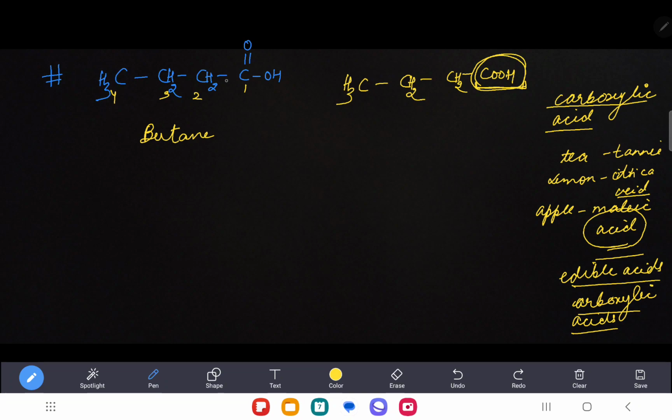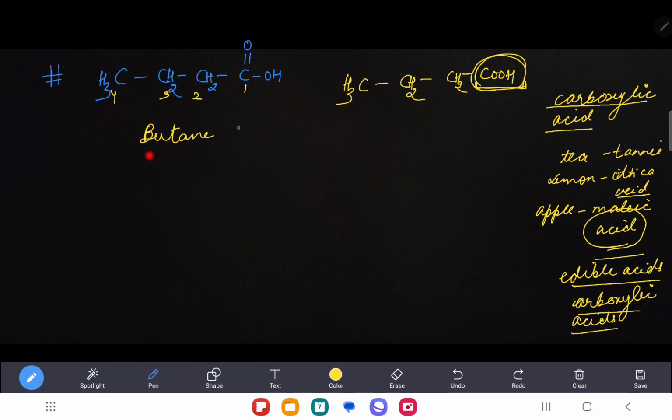Can you see the cursor? Can you see the dot that is coming up? I can't see it. Okay. Now can you see the cursor? Okay. So this shall be butane, single bond. This is also single bond. This is also single bond. So butane. Yes or no?